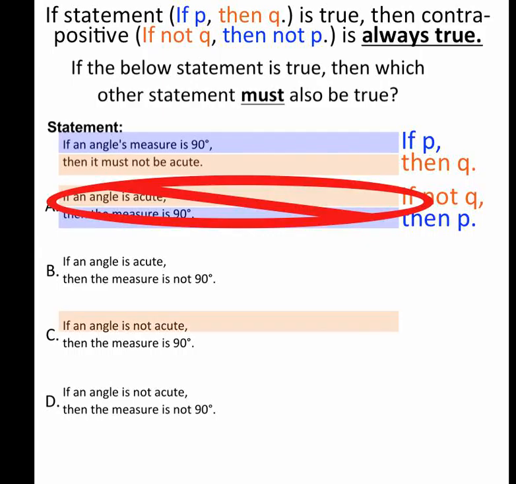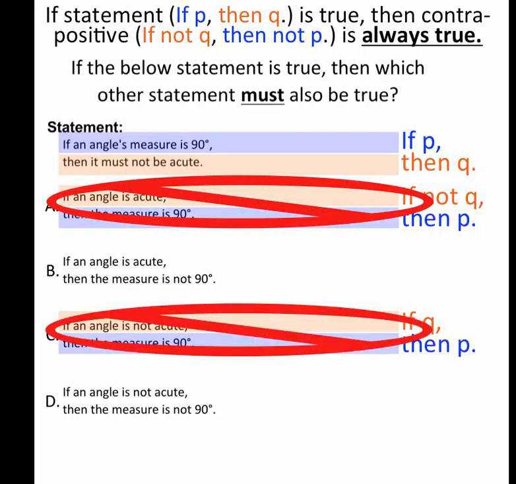Let's look at C. If an angle is not acute, that is what my Q statement is, if Q. And I don't want if Q, I want if not Q. So I already know that this is not going to be the contrapositive. If Q, then the measure is 90 degrees, so that's just then P. That's not my contrapositive. If I look at D, if an angle is not acute, again, if Q, and this one's a little closer to my contrapositive because the second part is right, then the measure is not 90 degrees, then not P. So that one is also not correct.